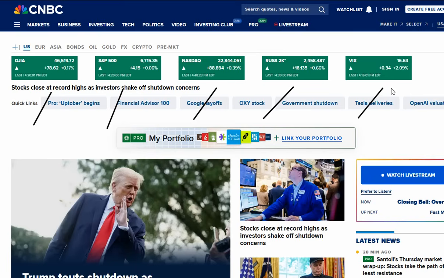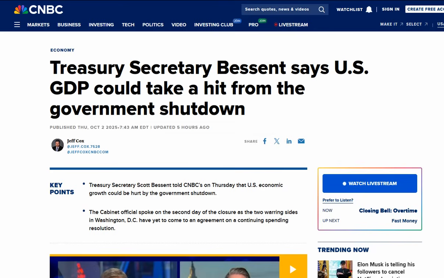You better be paying attention to the VIX. It's holding above its 50-period moving average. When that happens, bad things start happening on the S&P 500. We also have the Treasury Secretary, Scott Bessent, saying that the GDP could take a hit from the government shutdown. There's things to be paying attention to.